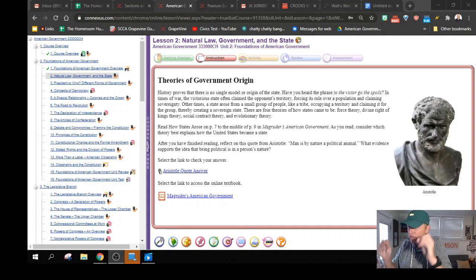There are four theories of how states came to be. Force theory, divine right of kings theory, social contract theory, and evolutionary theory. So we're talking about how states are born.